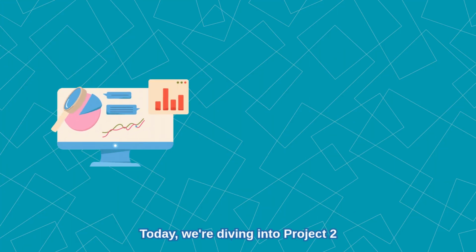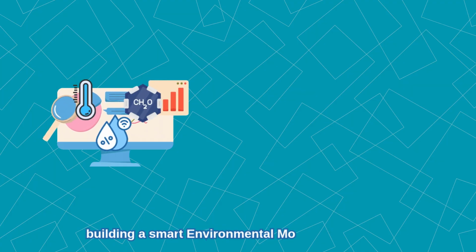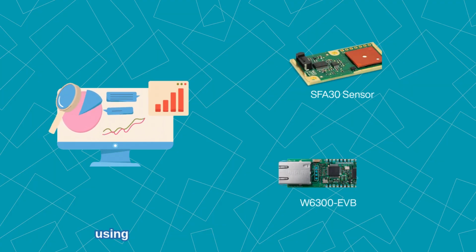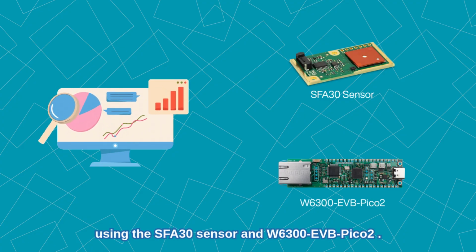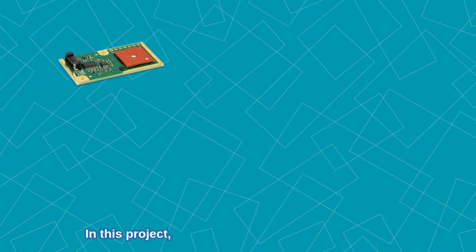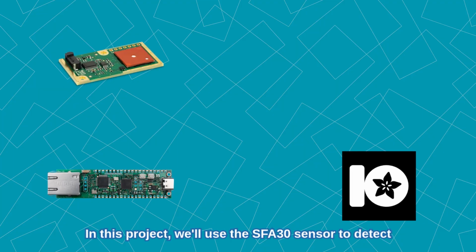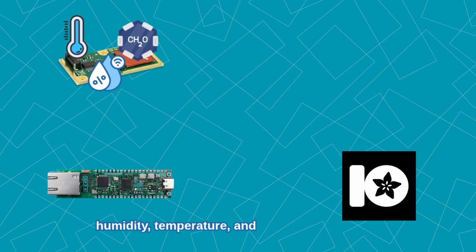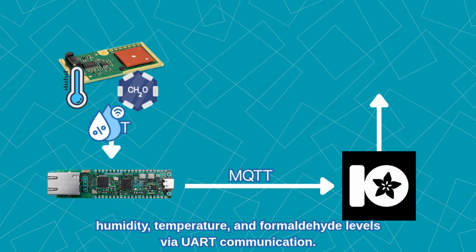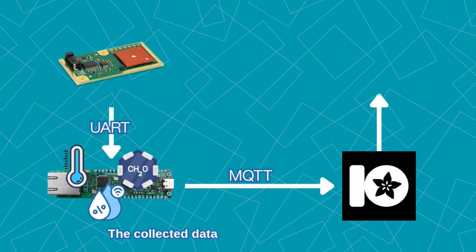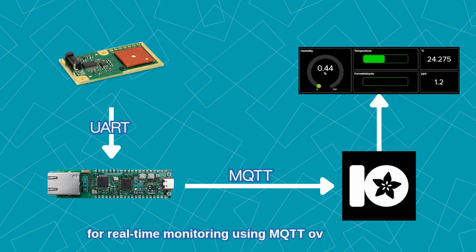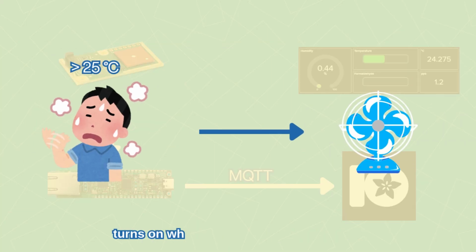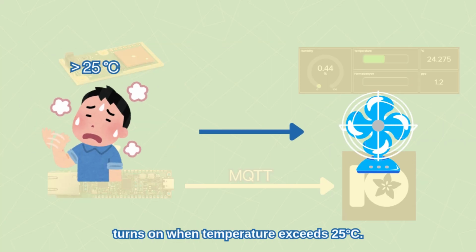Today, we're diving into Project 2, building a smart environmental monitoring system using the SFA30 sensor and the W6300-EVB-Pico2. In this project, we'll use the SFA30 sensor to detect humidity, temperature, and formaldehyde levels via UART communication. The collected data will be sent to Adafruit IO for real-time monitoring using MQTT over Ethernet. We've added an automated fan that turns on when temperature exceeds 25 degrees Celsius.